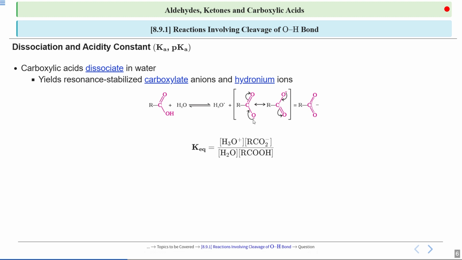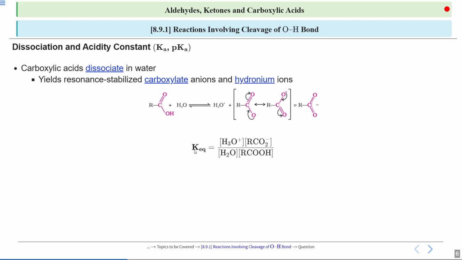Now if we see the equilibrium constant here, KEQ, this is the equilibrium constant. So this equation shows the relationship between the concentration of ions and the molecules which are involved in the dissociation of carboxylic acids. If you take this as your reactants, carboxylic acids react with water to give hydronium ions and carboxylate anions.